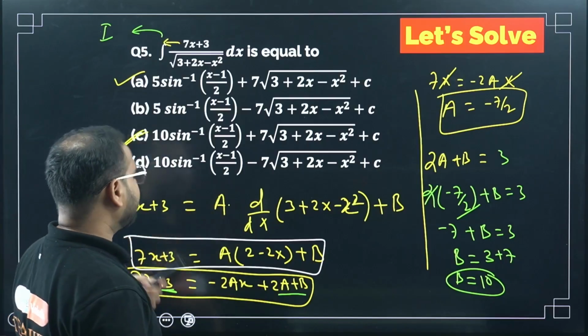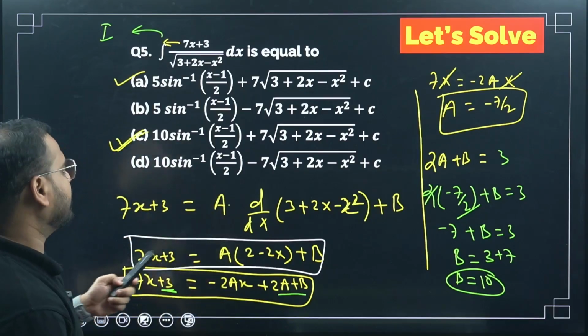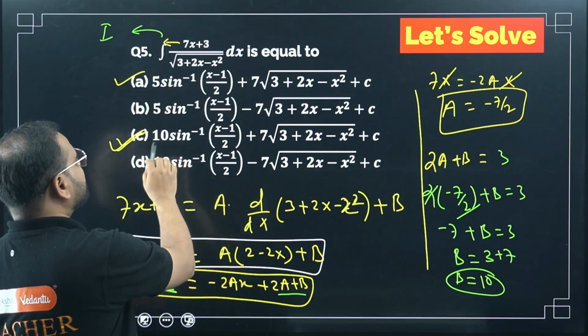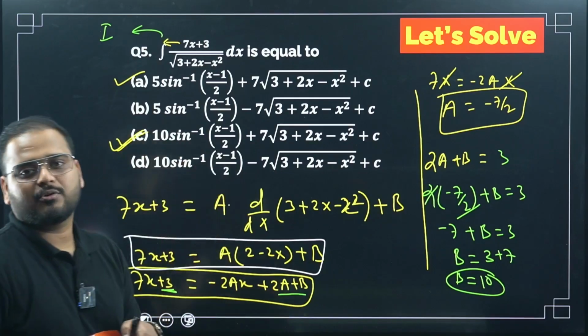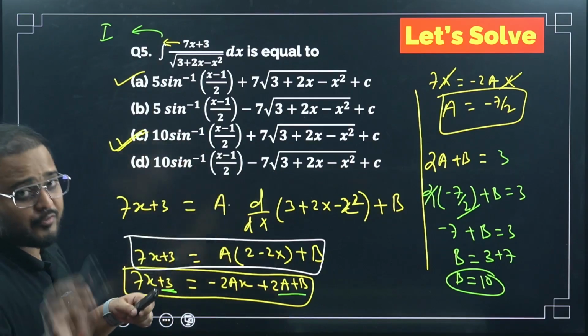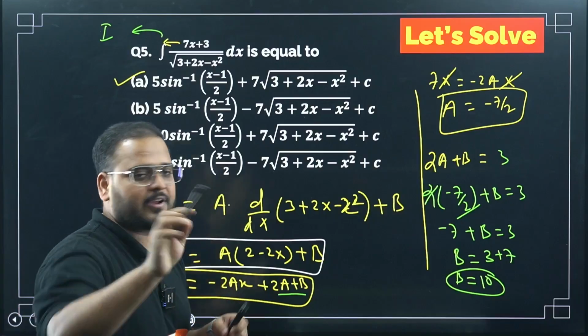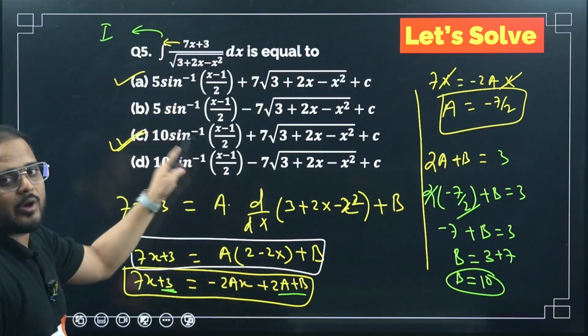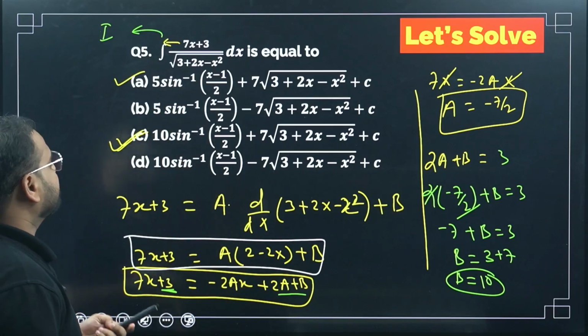But anyway, we don't want to take a chance. We'll solve it, because sometimes what happens is you'll get 10 by 2 and it will get cancelled, or you'll get 1 by 2 and it will get cancelled. But if you remember, I'll give you a trick. For sine inverse, there is no x by a or 1 by a. See this formula.